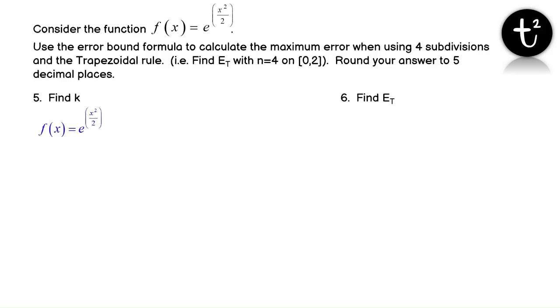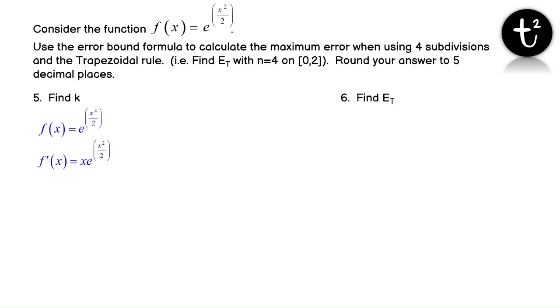So again, let's just note our function f of x is e to the x squared over 2. So the first derivative will be x times e to the x squared over 2. So I use the chain rule here. Derivative of the outside is e to the x squared over 2. Leave the inside alone. Times derivative of the inside. Derivative of x squared over 2 is just equal to x.